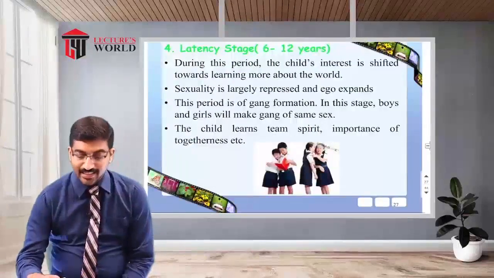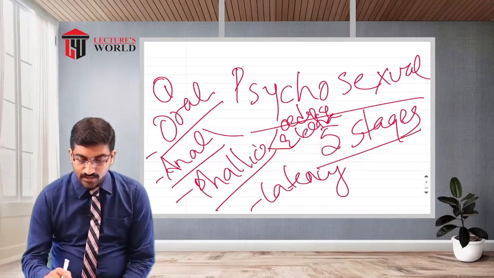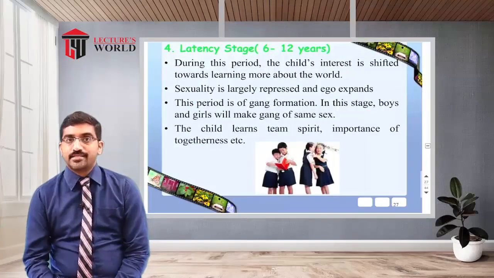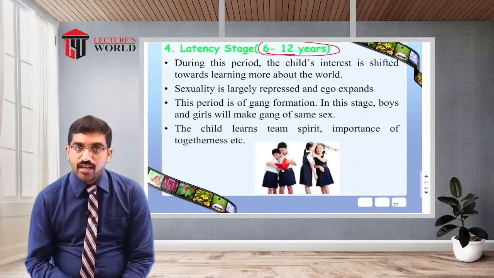Next stage is the latency stage. So I hope you understood about the phallic stage. Not much complicated, only you have to remember about the Oedipus and Electra complex. The latency stage belongs to 6 to 12 years.